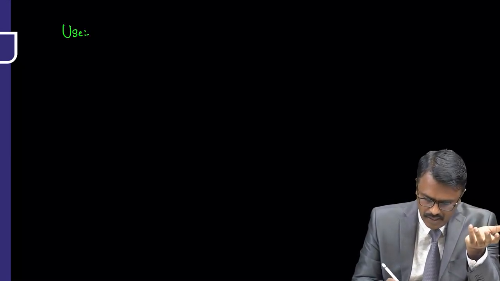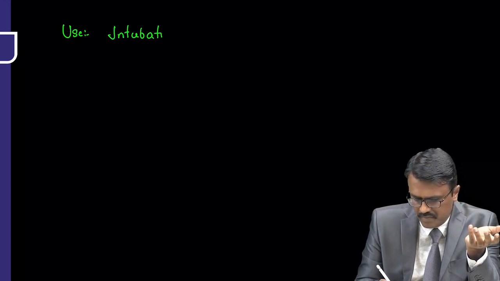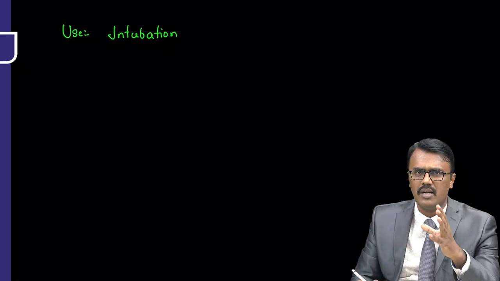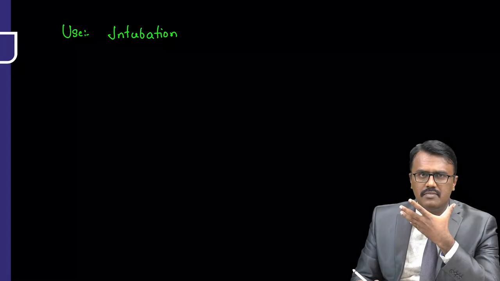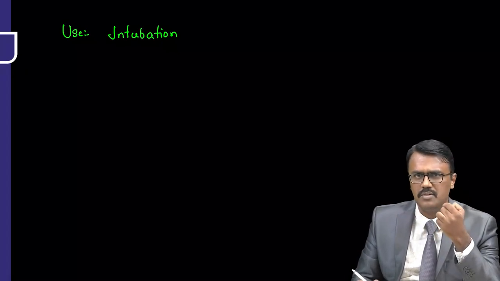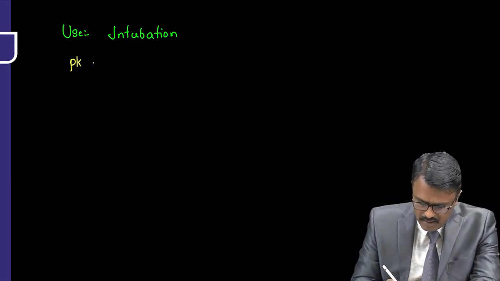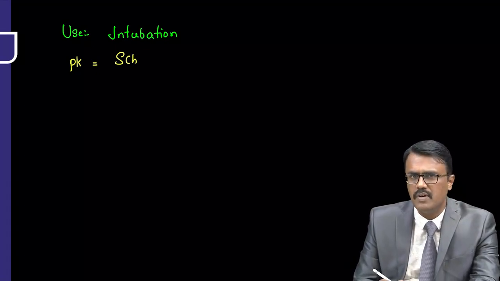The next important aspect, now that I understood the mechanism of action: where to use it? It is mainly used for intubation. The major use of this is intubation. Now, why do you prefer this only for intubation? Because it's very short acting. When you are intubating, we want to relax the muscles of the neck and pharynx so that it's easy to put the tube inside. Pharmacokinetically, succinylcholine is very short acting.